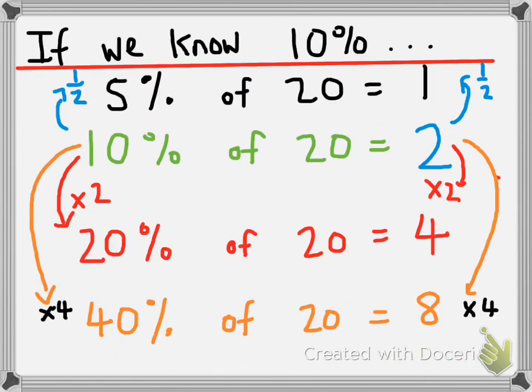Now, if we know 10% of a number, well, we could double it and find 20%. We could times it by 4 and find 40%, or we could halve it and find 5%. So here you can see all the examples using 20. So 10% of 20 equals 2, 40% equals 8, 20% equals 4, and of course 5%, you just halve the original, it equals 1.